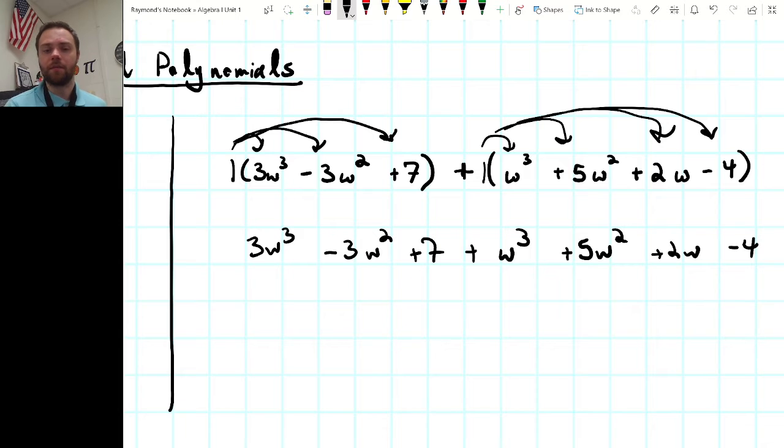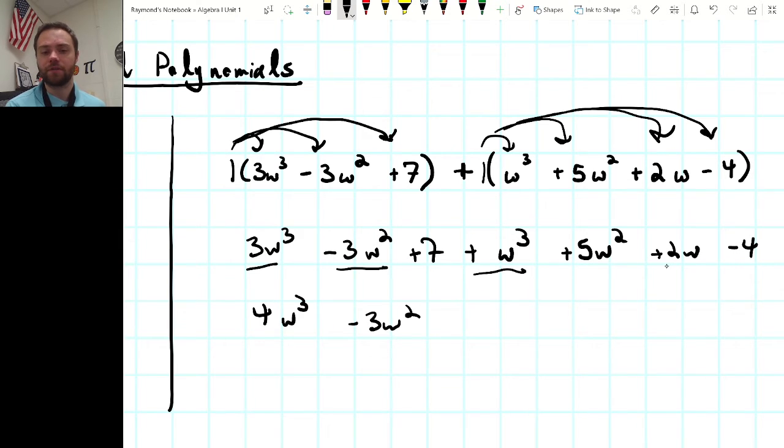So now what I want to do is collect all my like terms. So 3w cubed is a like term with w cubed over here. So 3w cubed plus w cubed is 4w cubed. Negative 3w squared has no other like terms. Oh no, there is a, sorry, that was wrong. I've got negative 3w squared and 5w squared, so I'm going to collect those. So I've got 5 plus a negative 3, so that's the same as 5 minus 3, so plus 2w squared.